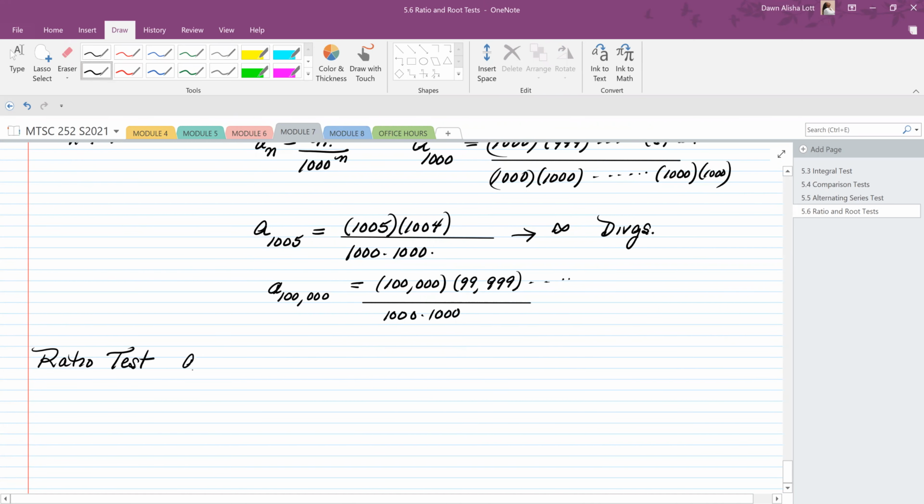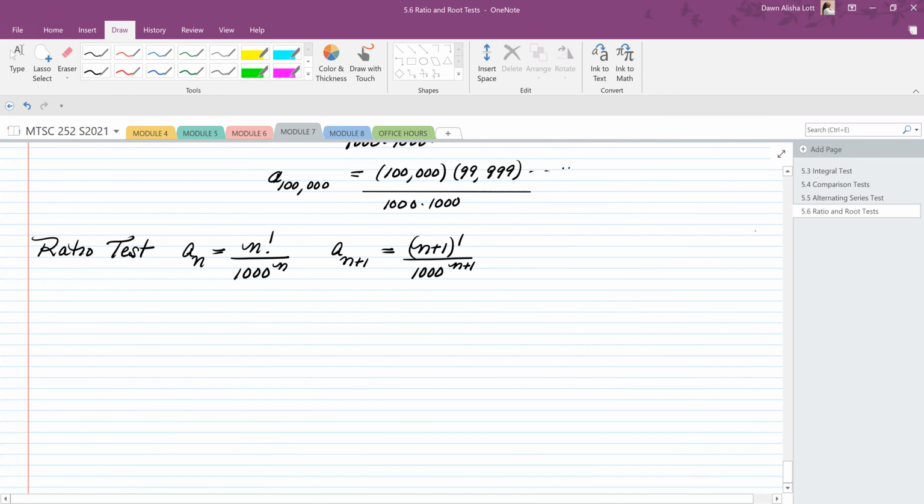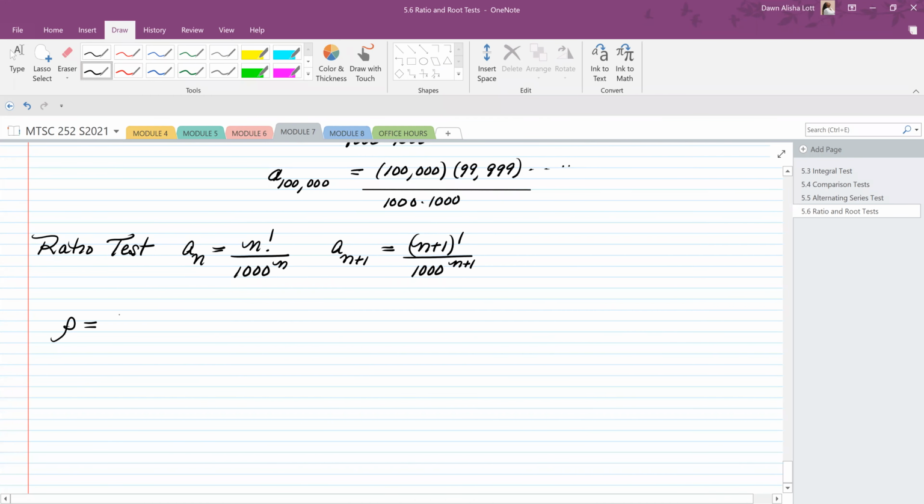So a_n is n factorial over 1,000 to the n, and a_(n+1) is (n+1) factorial over 1,000 to the n+1. So rho is equal to the limit as n approaches infinity of the absolute value of a_(n+1) over a_n.